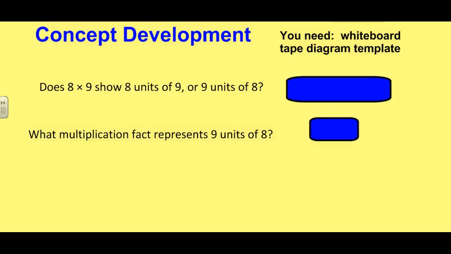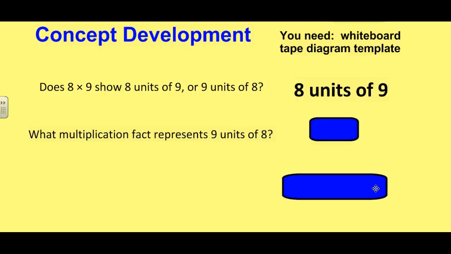Okay. Does 8 times 9 show 8 units of 9 or 9 units of 8? I want you to write that answer on your board. So you're going to be writing 8 units of 9 or 9 units of 8 to tell me what 8 times 9 shows. Push pause to do this. So 8 times 9 is 8 units of 9 because I want you to think of the word units as groups, and we have 8 units or 8 groups of 9.